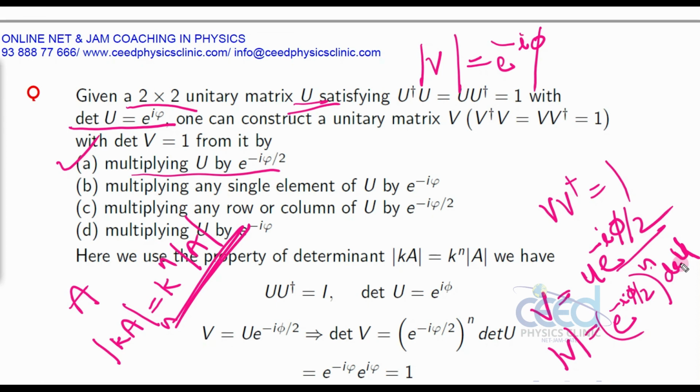What is determinant U? The determinant U value is given in the question: e raised to i phi. So that is equal to 1. So this condition is satisfied: determinant V is equal to 1. Condition satisfied, so the answer is option A. Okay, so this is all about this session, and in the next session we will discuss determinants. Okay, thank you.